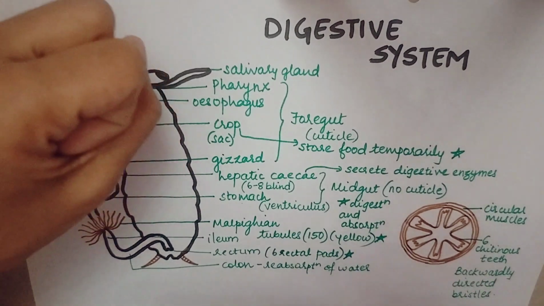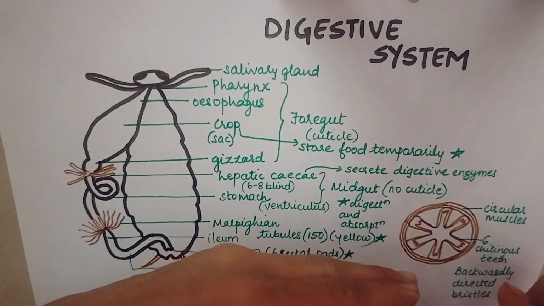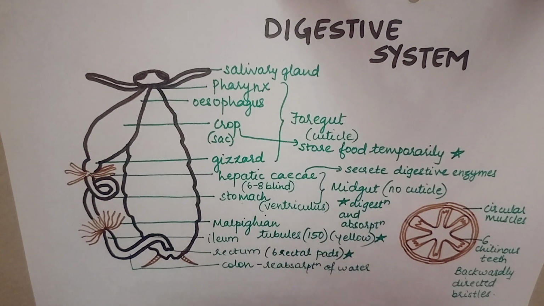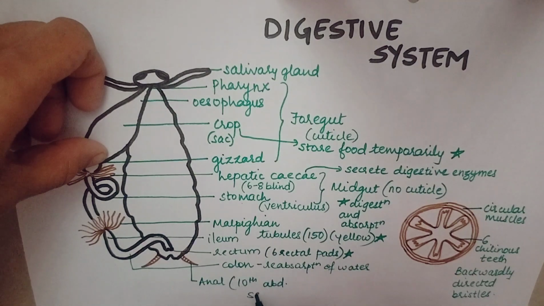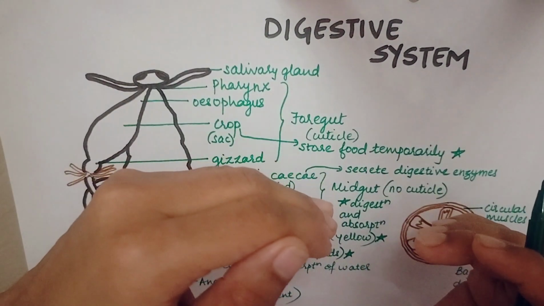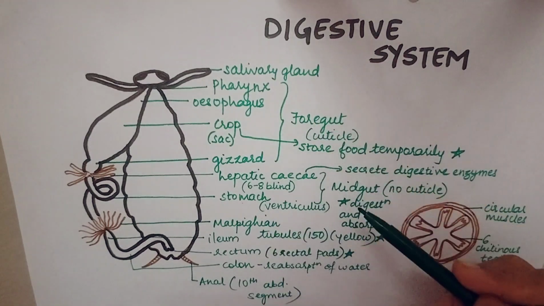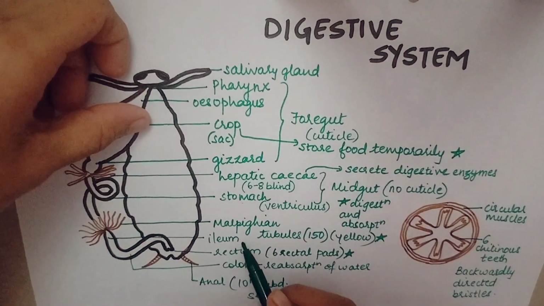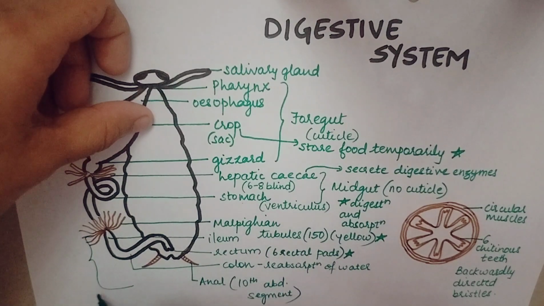Okay. So after the rectum, the undigested food will be passed out of the body of the cockroach by the anus. Okay, anus is present at the 10th abdominal segment. So the anus will pass out the undigested food matter. Okay, so I hope the digestive system of the cockroach is clear to you. Remember, it has 3 parts: foregut, midgut and the hindgut. So this ileum, colon, rectum, these 3 together will form the hindgut of the cockroach.